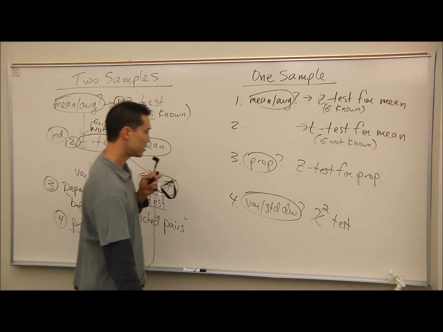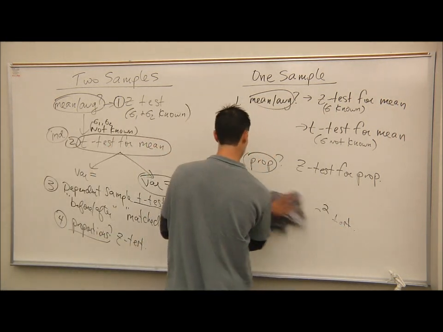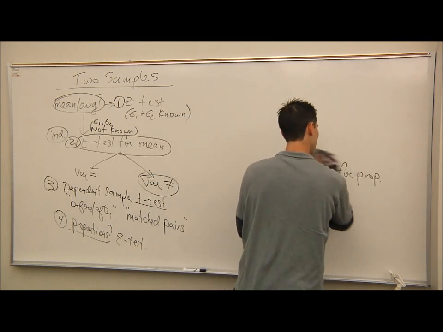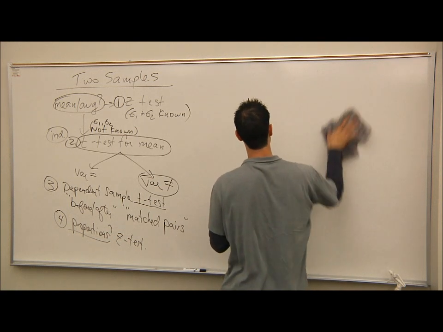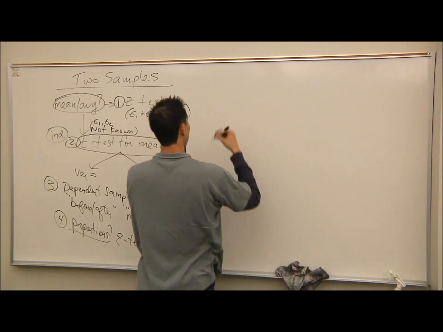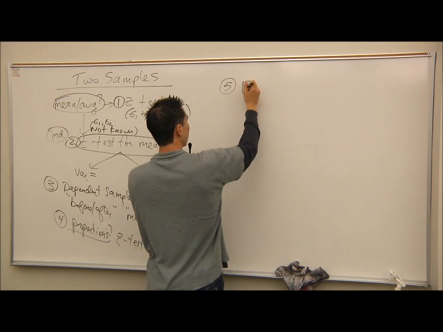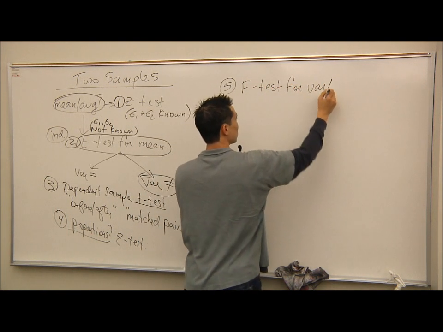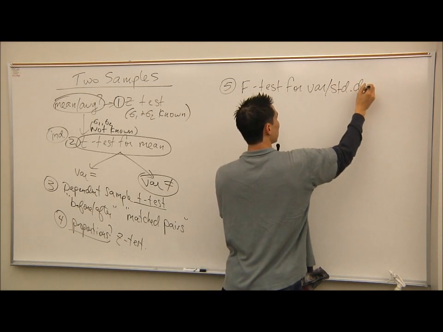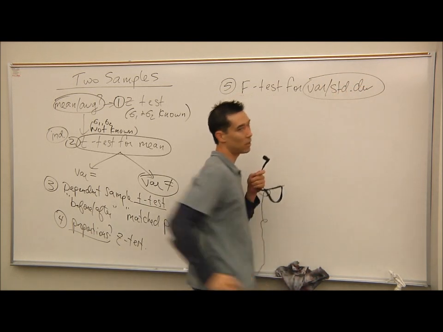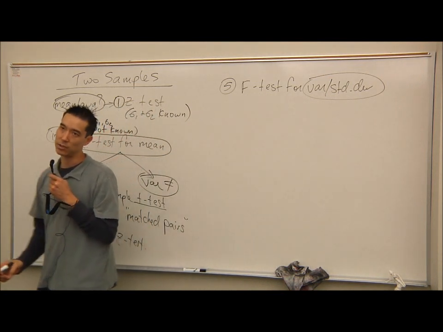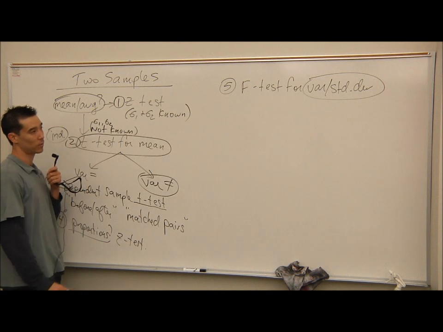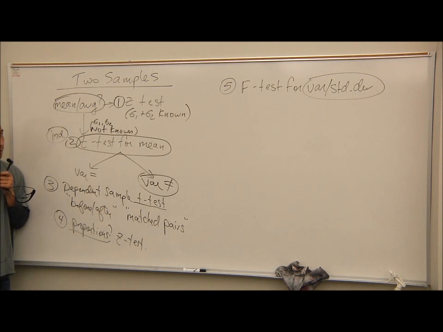All right, and then I just have what left? What we just did, right? F-test for variance or standard deviation. So the problem is talking about the variance or standard deviation with two samples. That's what we just did today. It's F-tests for variance or standard deviation.